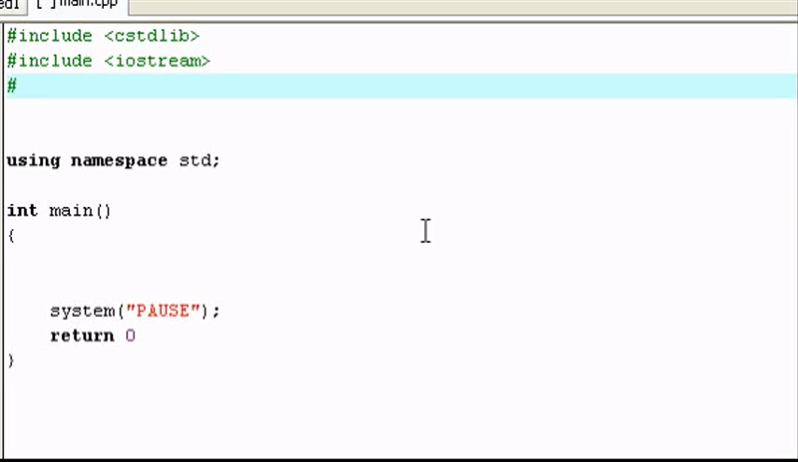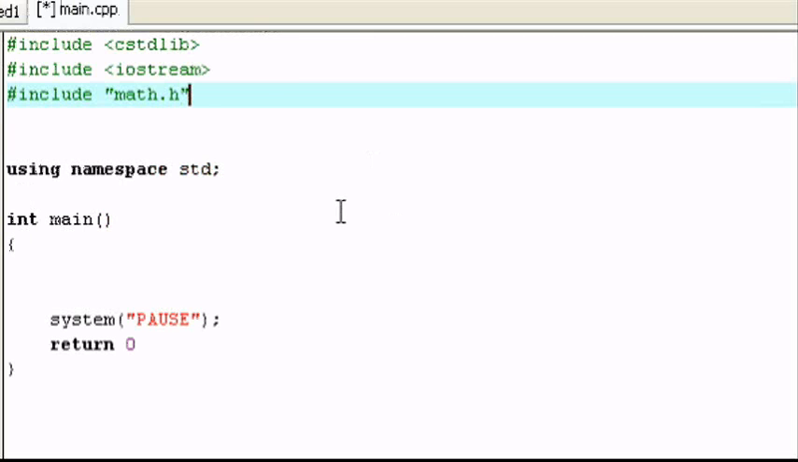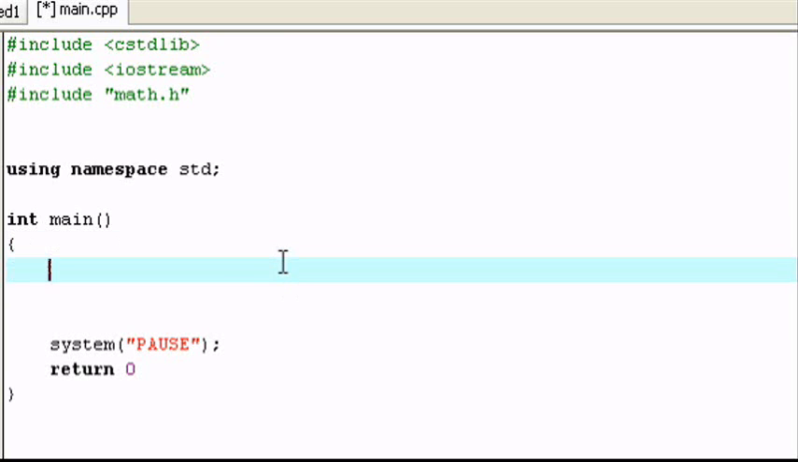I'm going to use the pound sign, the little tic-tac-toe sign. On my computer, it's Shift 3. Include, quotation marks, math.h. Now this goes on your computer and searches for a file called math.h, which probably was installed when you downloaded a C++ compiler. So include math.h. Now that we've added it, we can make use of the functions.